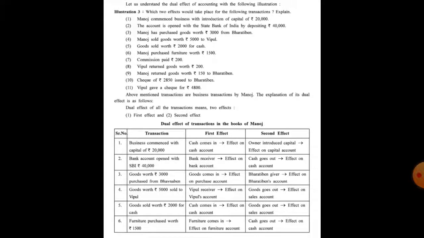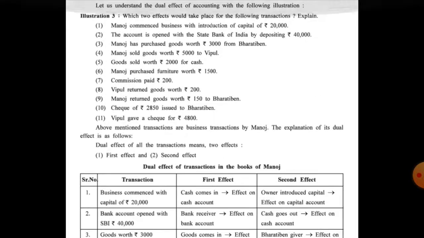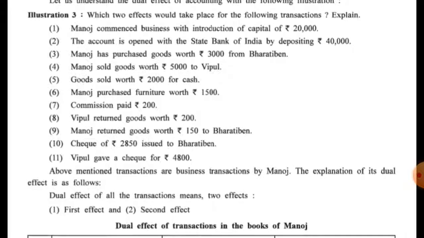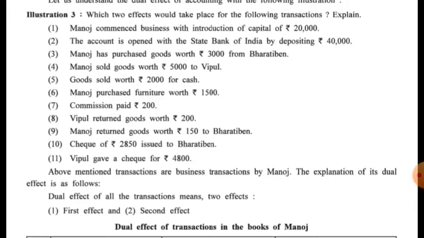Now, after understanding the dual effect of the transaction, let us take one illustration explaining the dual effect of the transactions. That is illustration number 3 of your textbook. The first transaction, let us read the question first of all.